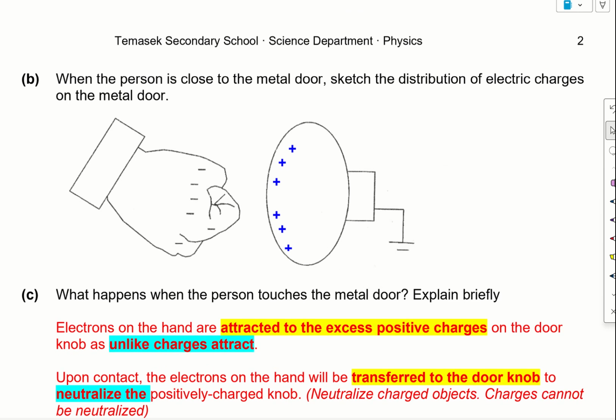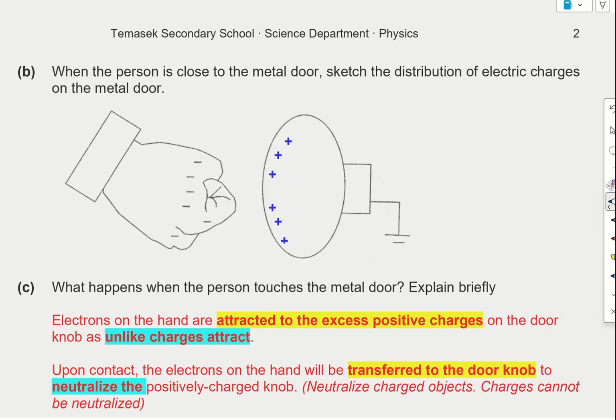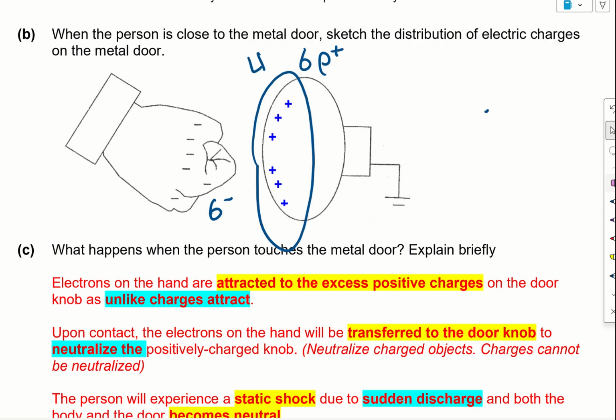Part B, when the person is close to the metal doorknob, sketch the distribution of electric charges on the metal door. So we count, there are 1, 2, 3, 4, 5, 6 electrons. So we should have an equal number of protons here, 6 protons, take note. Now where are the electrons on the other side? But maybe before that, why is it that on the left hand side of the doorknob we have protons? Because we are supposed to just be talking about the movement of electrons, so the protons remain.